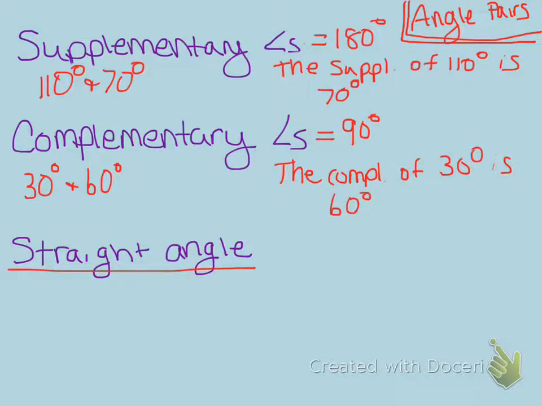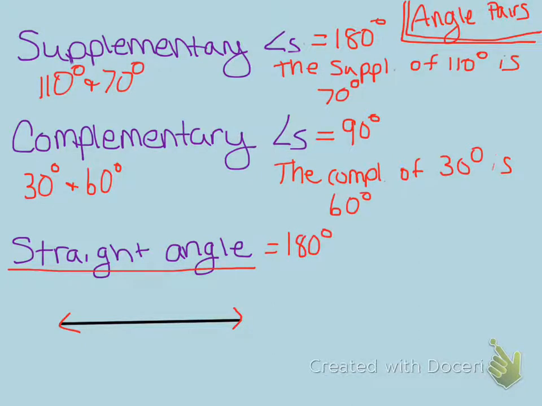So you're going to find yourself in a situation this year where you're going to have to know these rules. You're going to have to know that two angles add up to be 180 degrees to solve for an answer. But a big one you're going to be using is what we call a straight angle. A straight angle is a line. That's all it is. A straight angle is always 180 degrees.